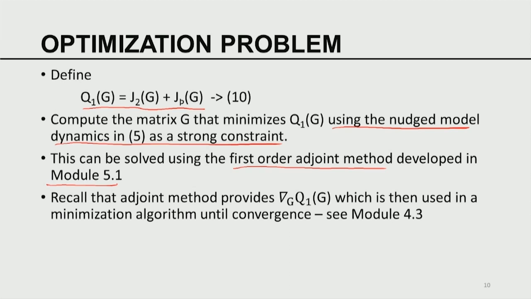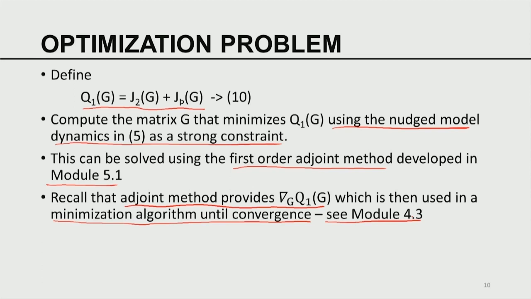Once you evaluate the gradient of the objective function numerically, I can use it in a gradient method so as to minimize the objective function Q of G. Recall that an adjoint method gives rise to the gradient, which is then used in some minimization algorithm until convergence. We have already talked about minimization algorithms in module 4.3. Because we have done a lot relating to adjoint methods and optimization methods, our discussion becomes simpler, because we don't want to repeat the entire derivation. An interested reader can simply apply the methods and derive the expression for the gradient.